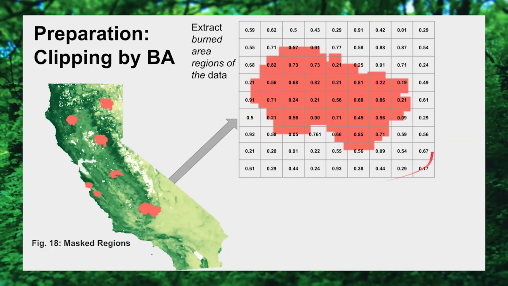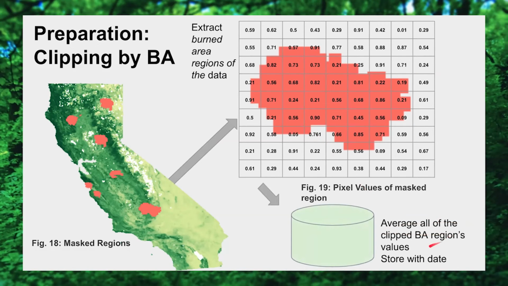So you can think of it this way. If these numbers right here are NDVI values ranging from 0 to 1, this is the burned area region in red. We literally just grab that, average all the clip to burn area region values, and then store it with the date. So we grab all these for each day, and that's a row.